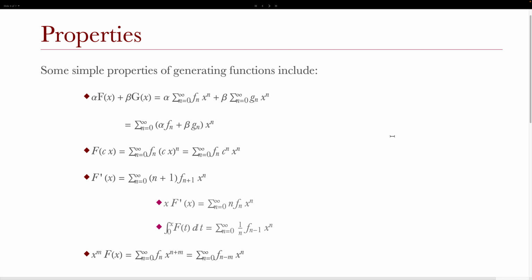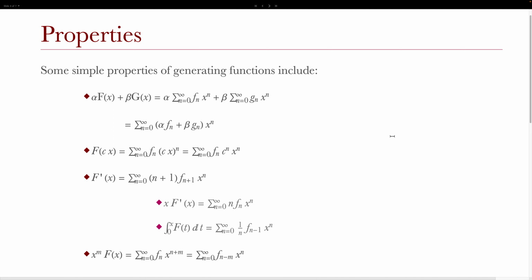Now differentiating a generating function, big F prime of x, will give us the infinite sum starting at n equals 0 of n plus 1 times f sub n plus 1 times x to the power of n. Using that, we can retrieve x times big F prime of x is equal to the infinite sum starting at n equals 0 of n times f sub n times x to the power of n. Along with that, we can retrieve the integral from 0 to x of big F of t dt will be equal to the infinite sum from n equals 0 of 1 over n times f sub n minus 1 times x to the power of n.